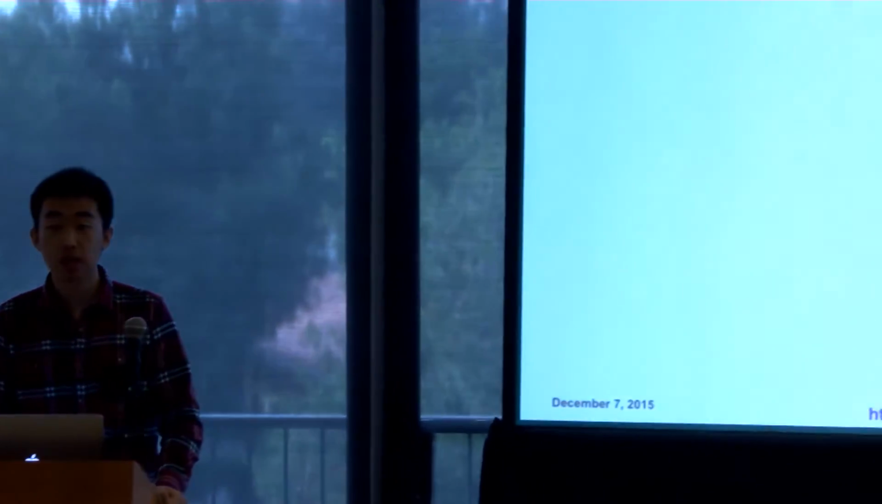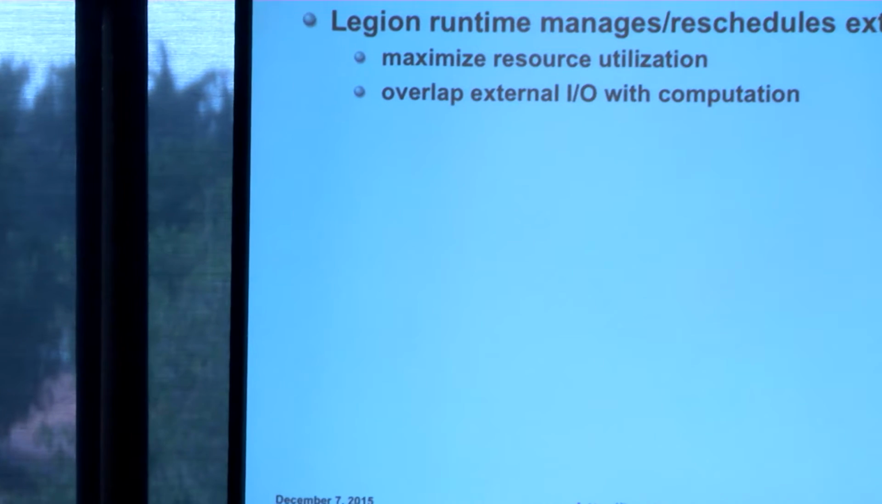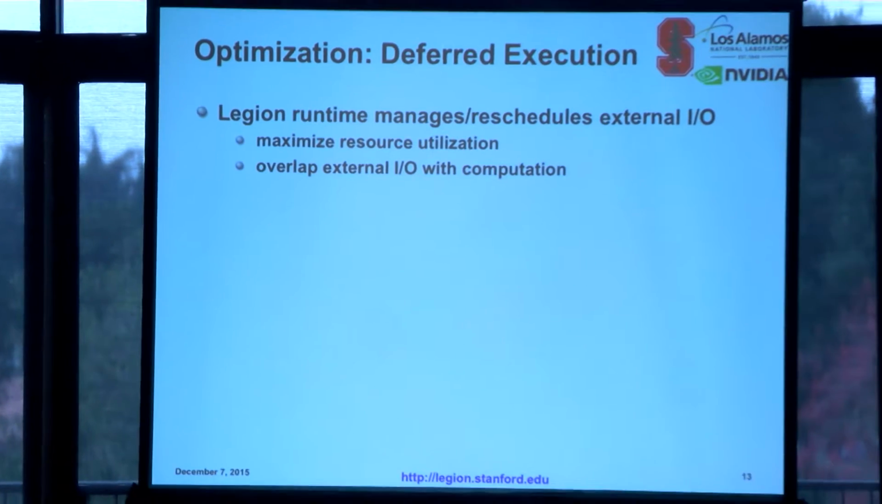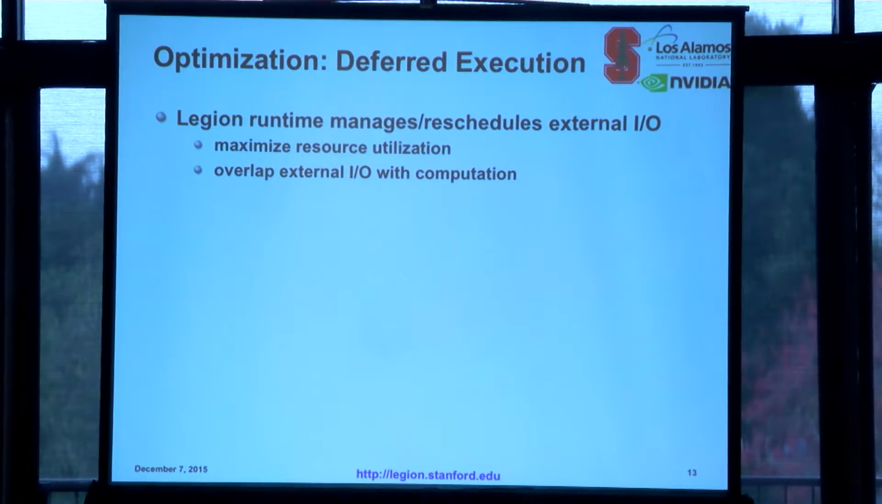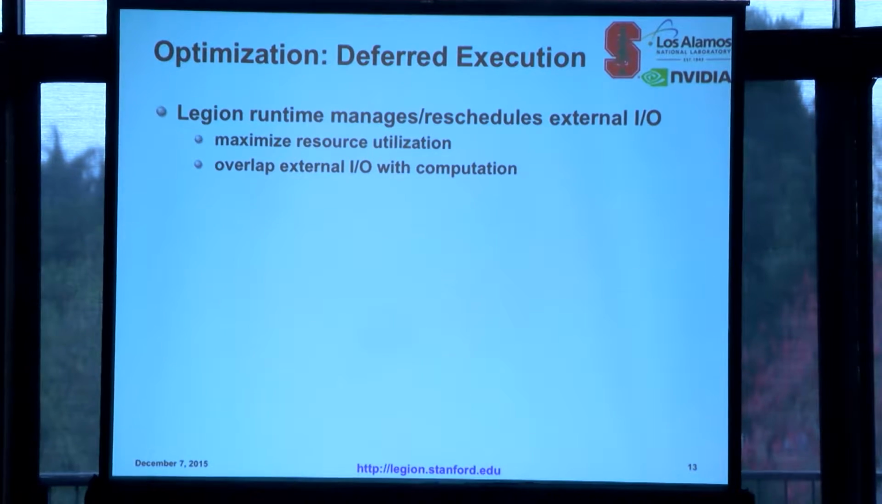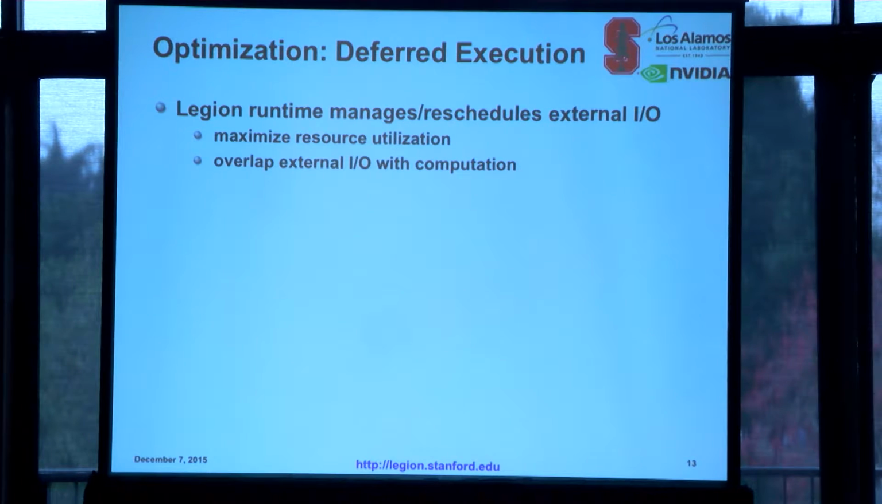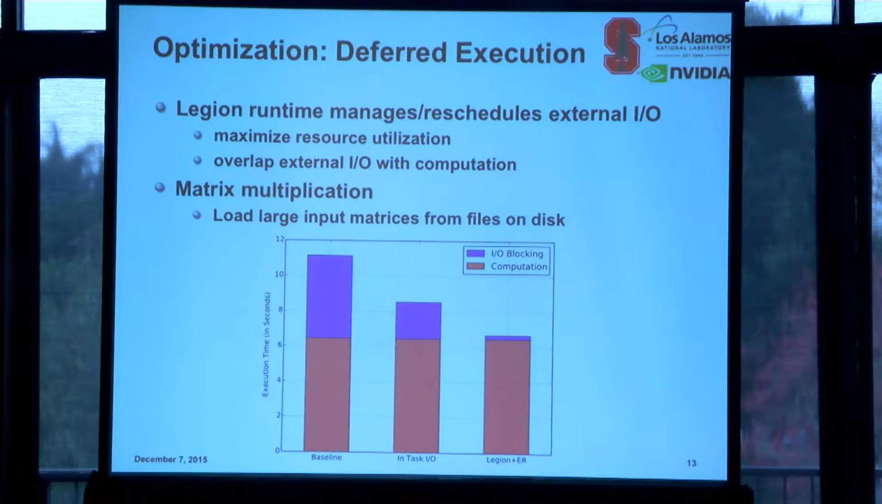We also implemented several optimizations for external I/O. The first optimization is to integrate the external I/O into Legion's deferred execution model. So the Legion runtime will manage and reschedule external I/O to maximize resource utilization and also overlap the external I/O with computation. We use a matrix multiplication benchmark to evaluate the effectiveness of overlapping external I/O with computation.